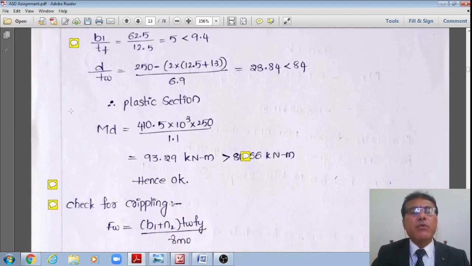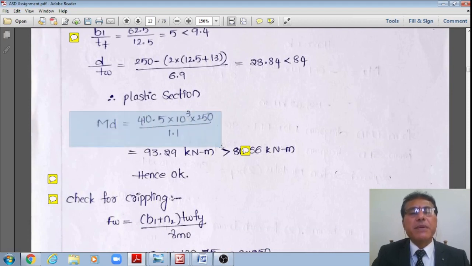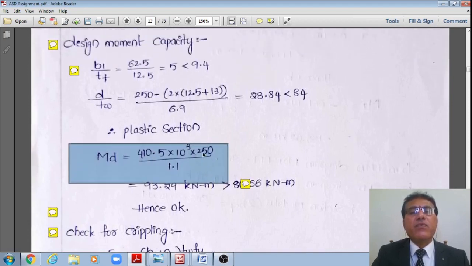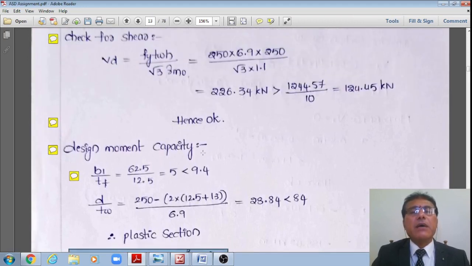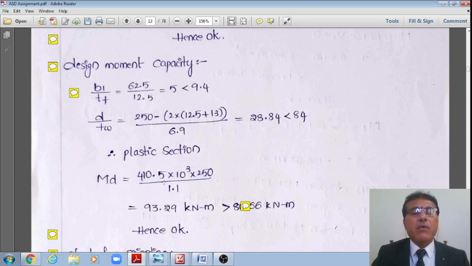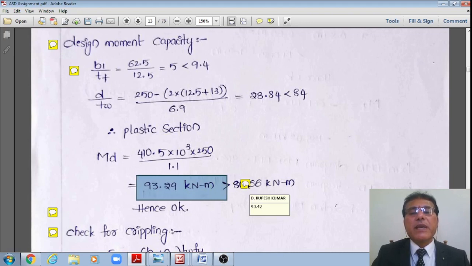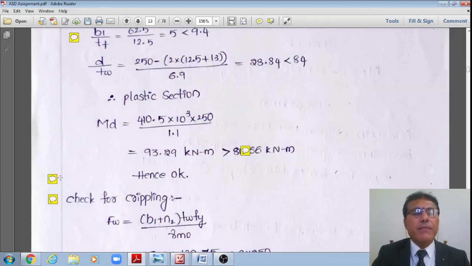Hence, MD, the design moment capacity or bending capacity, is equal to 410.5 multiplied by 10 to the power 3, which is the plastic section modulus, multiplied by fy divided by 1.1, 250 divided by 1.1, right? Therefore, that divided by 10 to the power 6, it works out to 93.29 kilonewton meter, which is greater than 90.42 kilonewton meter to which it is subjected, right? Therefore, it is okay.